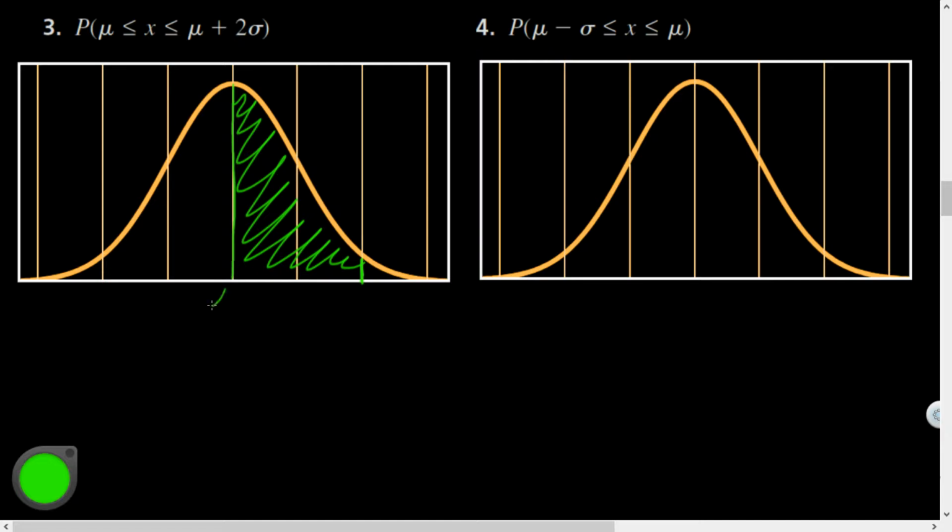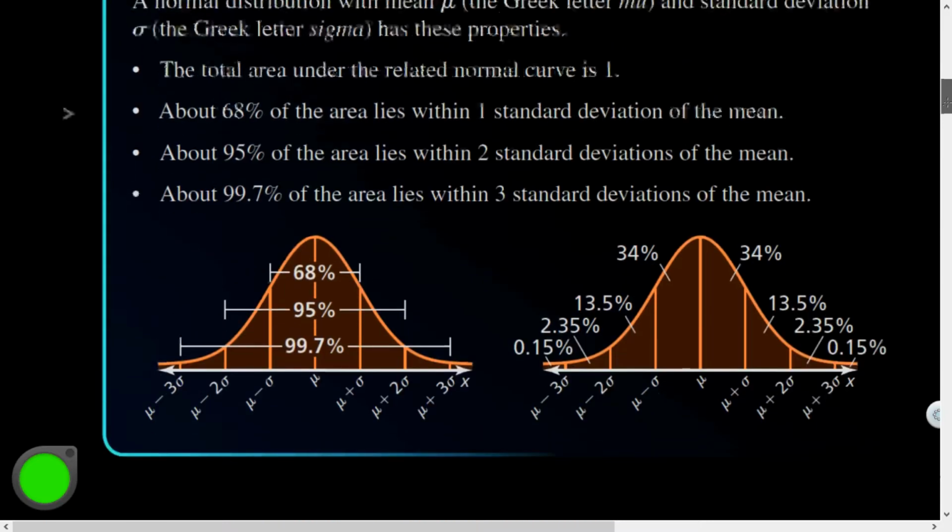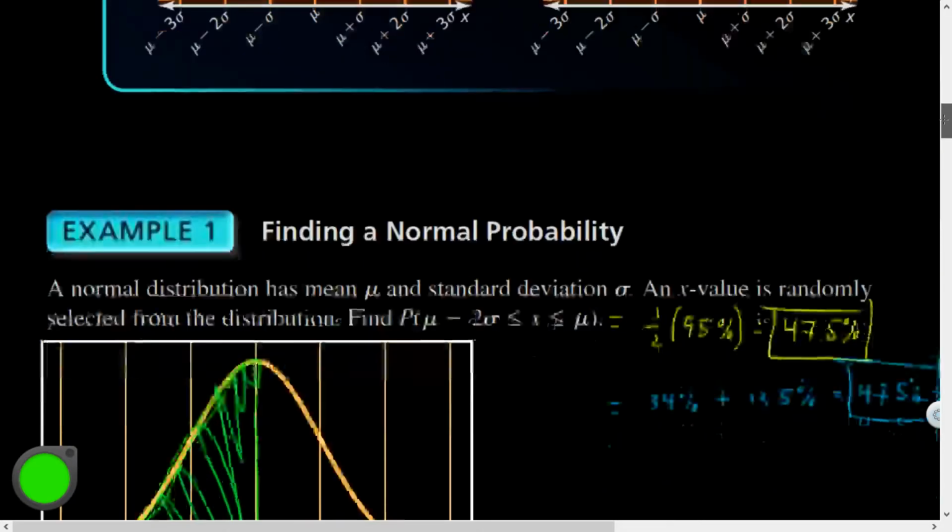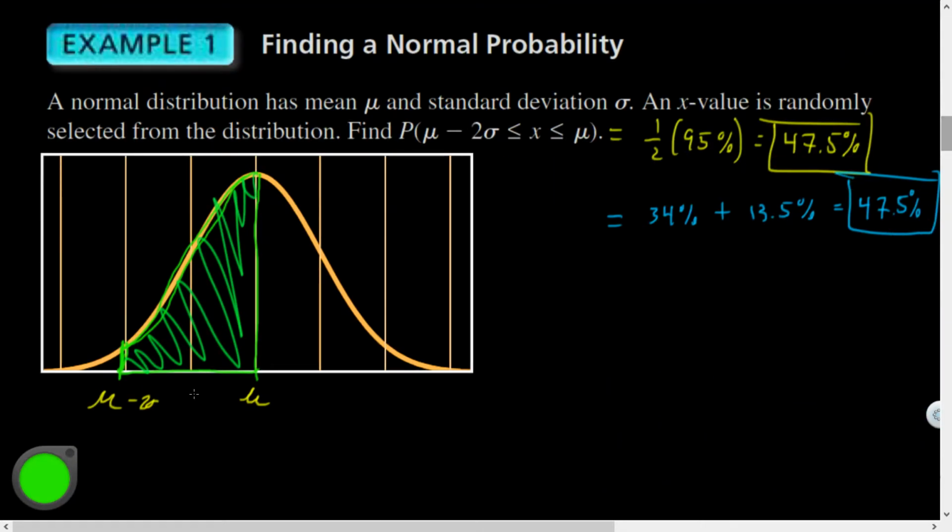Right, it's between the mean and the mean plus 2 sigmas. What are your thoughts? Look at your little chart. I'm looking for this space, which is going to be half of 95%, or this space, which is going to be the 34 plus the 13.5. All right, so all you've got to do is compare it. It's actually the same as this one. It was just backwards, right?